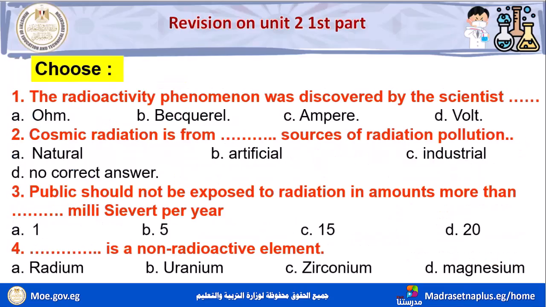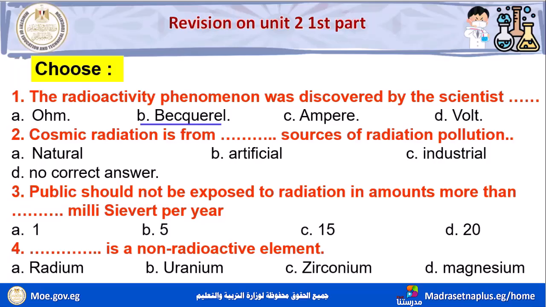Another question, choose. Number 1, the radioactivity phenomenon was discovered by the scientist. Letter A, Bohm. Letter B, Becquerel. Letter C, Ampere. Letter D, Volt. The radioactivity phenomenon was discovered by the scientist Becquerel.